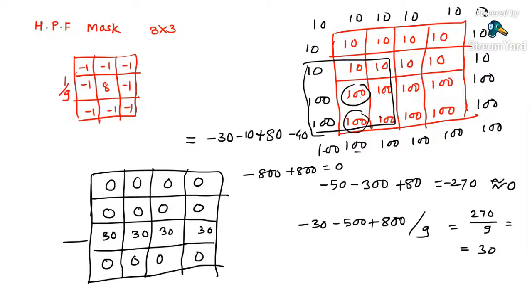So it means only the drastic change, the edge, is identified by using the high pass filter mask. So this is nothing but how you can filter the high pass region and remove the low pass region. Understood? So this is nothing but how you can apply the filter mask.